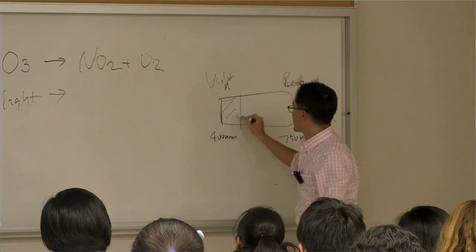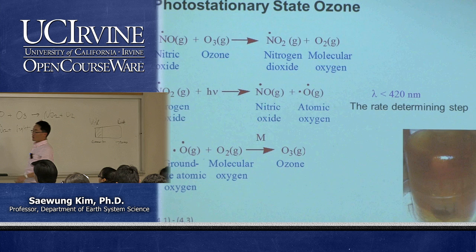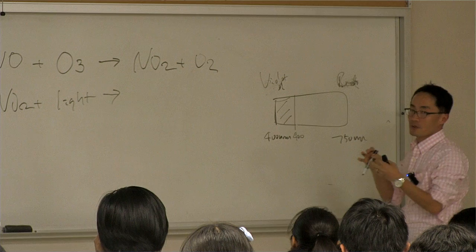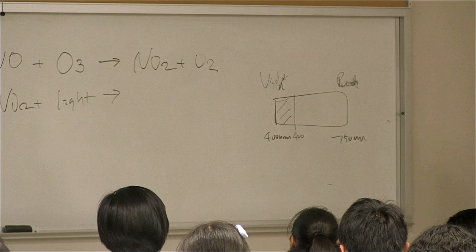The reason this looks brown is that the light is absorbed by NO2, and then if you mix the leftover wavelengths from 420 to 750, it just looks brown, right? If you get rid of the violet and blue, then it will look brown.